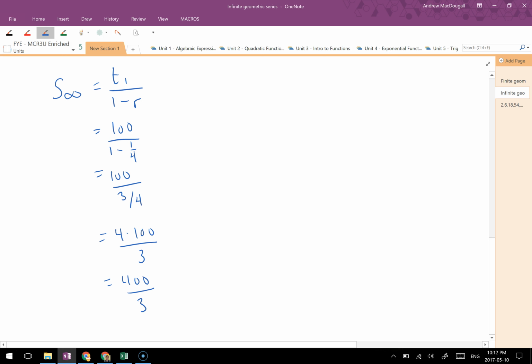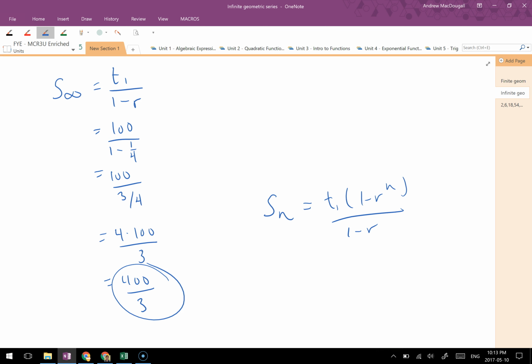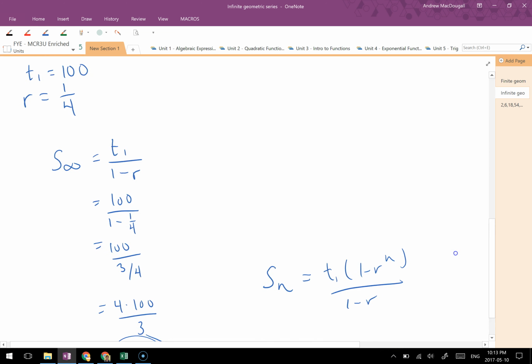Now, what does that mean? If you took Sn, the formula, and you put it into your calculator, and for n you put something really big, like 1,000, it would be extremely, extremely close to 400 over 3. And the bigger you put n, the closer it would be to 400 over 3. And remember, this works because r is less than 1. So it will not work otherwise.